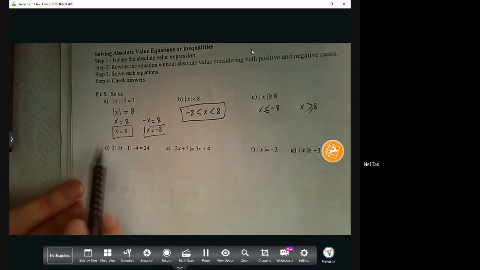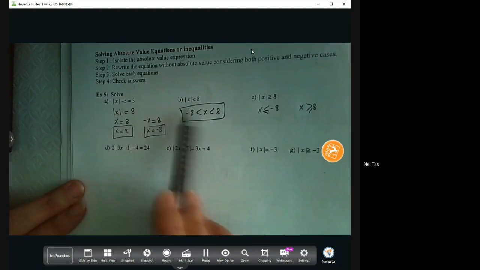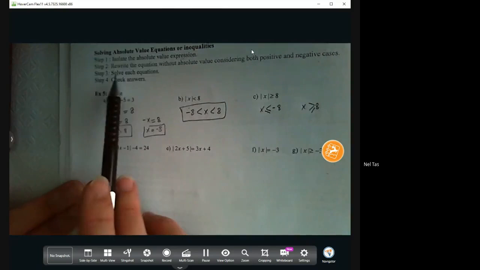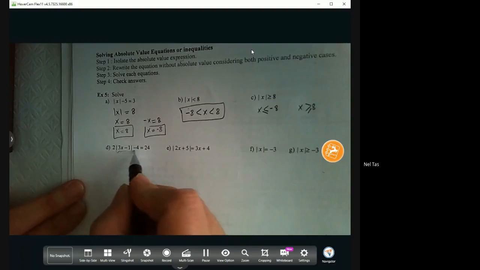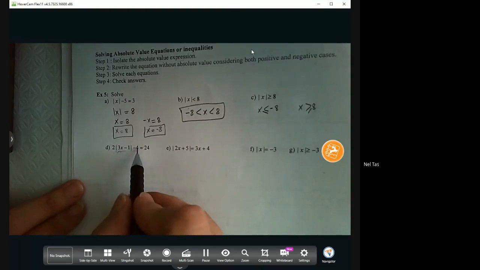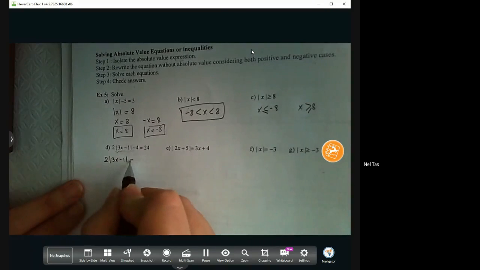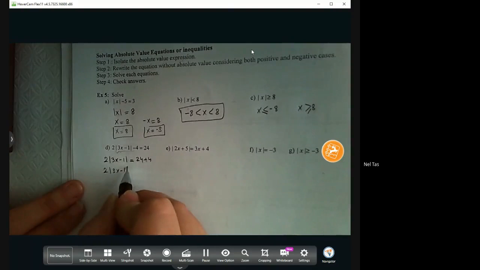Again, we are applying the steps. Isolate the absolute value expression. With these two, the absolute value expression was already isolated, so we didn't do much in that case. But here we have to isolate the absolute value expression. So we need to get rid of this 2 and we need to get rid of that -4. Let's move -4 to the right: 24 plus 4, which is 28.